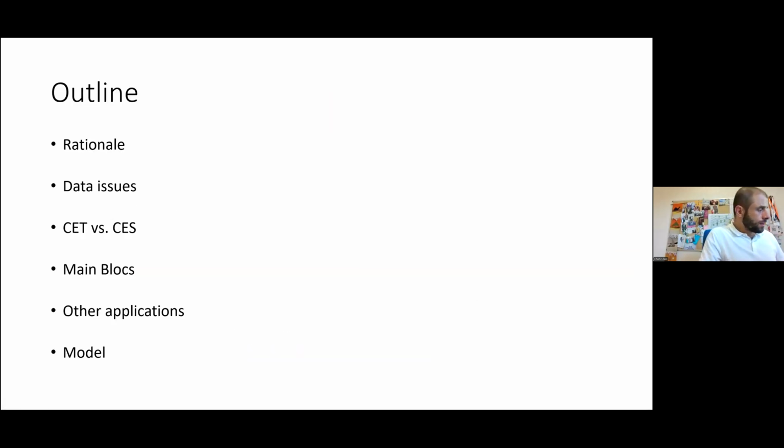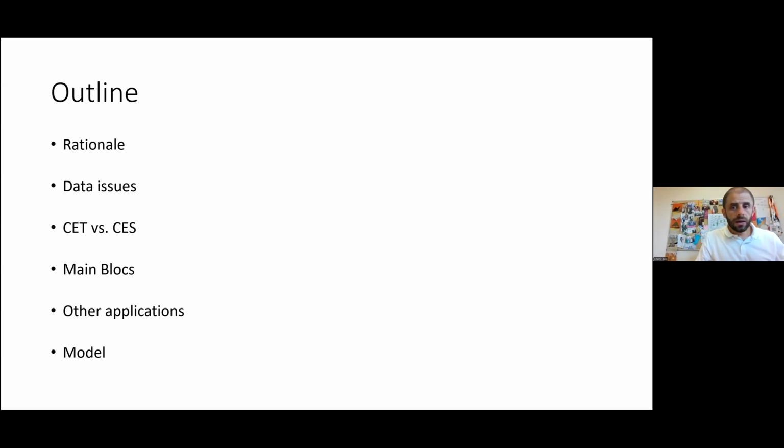The outline of what I will present: I will start with the rationale itself of what happens when we introduce the rest of the world in the analysis. What are the data that we need in order to consider the rest of the world? Then a fundamental thing that we'll probably cover in more detail next week is the difference between the constant elasticity of transformation and the constant elasticity of substitution. What are the main blocks that we have in an open economy model? And then what are the other applications in general that we will not do in our case? And finally, we conclude with the model itself that we will calibrate in GAMS.